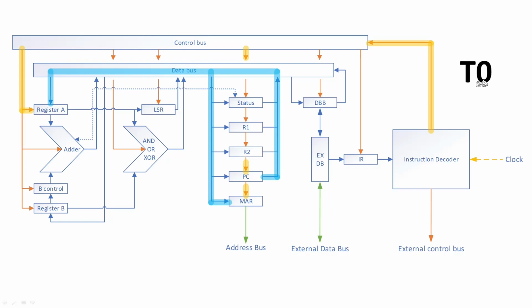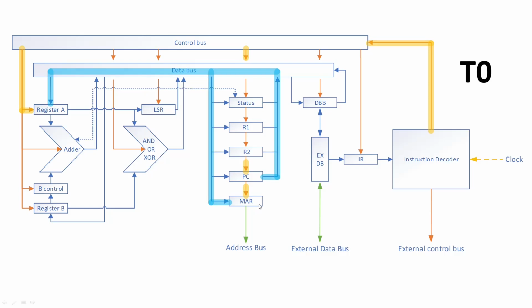This is T0. So the instruction decoder comes up here, your control bus, feeds down here. So to turn your A register on, your program counter in the middle here feeds up onto the data bus and goes into the A register. It also feeds down into the memory address register. And that's just it for T0.